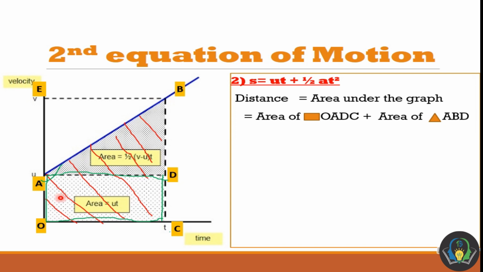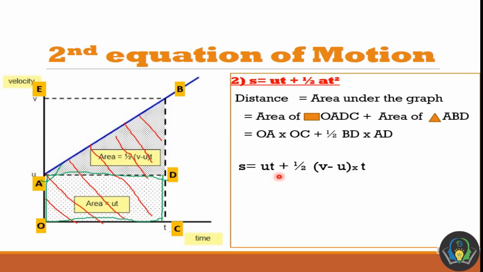Now, how will we find the area of OADC? That is pretty simple. OADC is a rectangle. That means it will be OA, the breadth, multiplied by the length OC, and the area of triangle ABD means this portion. How will we find it? Half into BD into AD. So we'll put it into the equation. S equals to U into T. Why? Because OA is U, here the value, OC is T, the time that we have taken, plus half into BD. Now this BD section, as we have done in the previous equation, will be V minus U, and AD over here will be T.